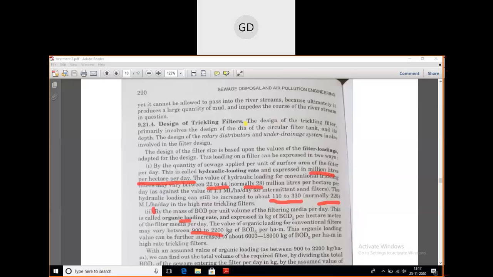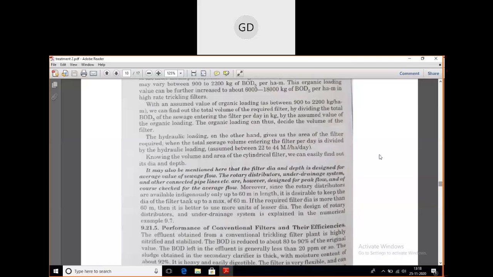So what is the value of the organic loading for conventional filters? It is between 900 to 2200 kg of BOD5 per hectare meter. And what about the high rate trickling filter? It is between 6000 to 18,000 kg of BOD5 per hectare meter in high rate trickling filters. For solving the numericals, you have to remember the loading rates: for conventional and for high rate trickling filters, the variation of the hydraulic loading rate, and also the organic loading rate.